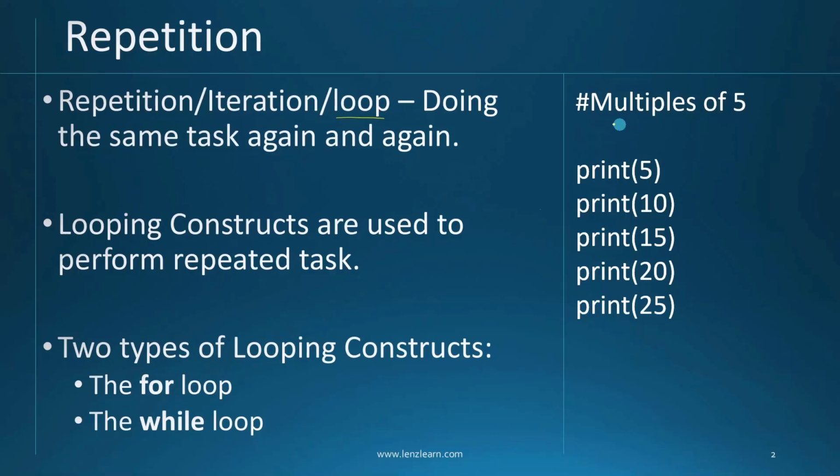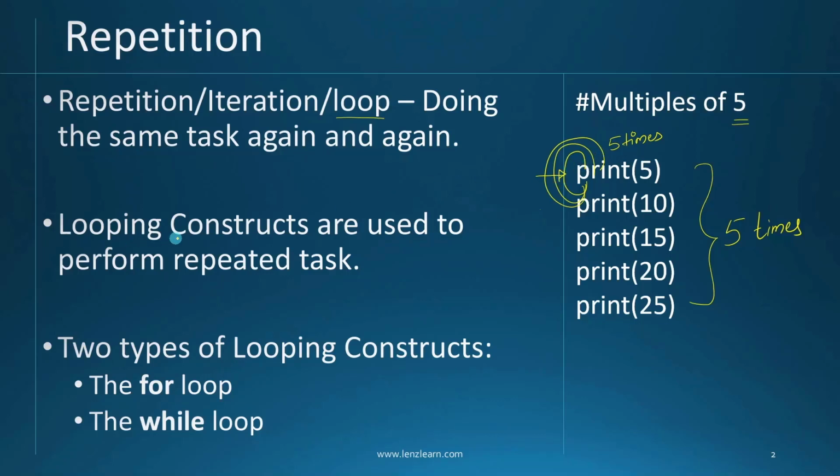In the example program on the right side, you can see I'm going to print the multiples of 5. Here, I have written my print statement 5 times to complete this task. The first print statement will print 5, the next will print 10, and it goes on until 25. But once you study the repetition control structure, you can achieve the same output by writing only one print statement and making it work again and again 5 times. So that is the aim of this video.